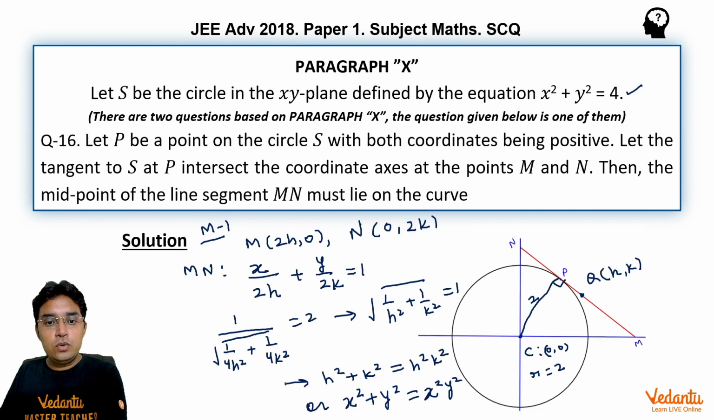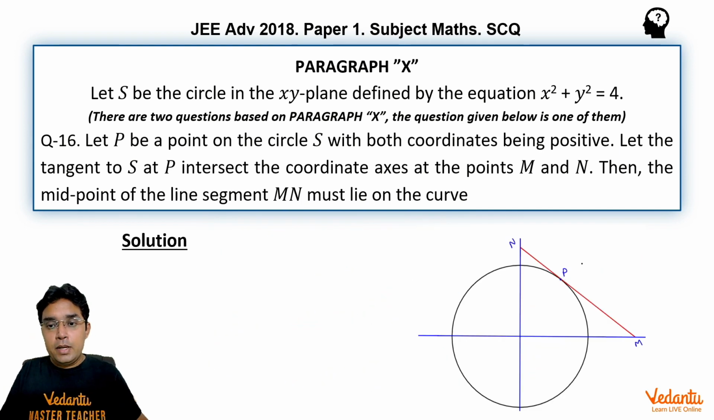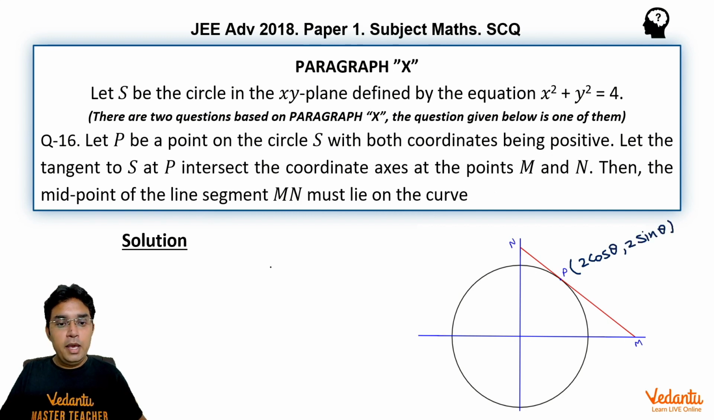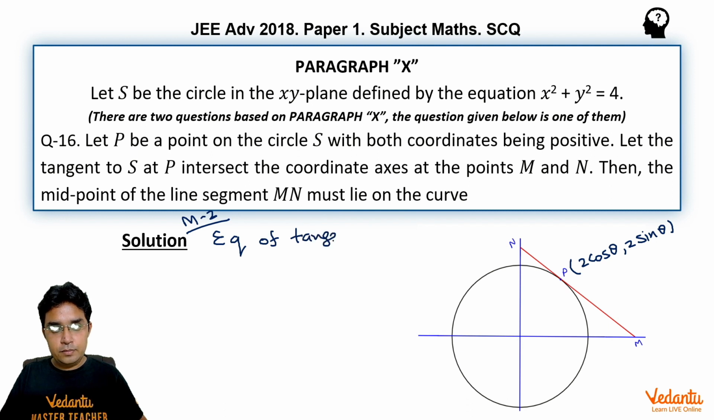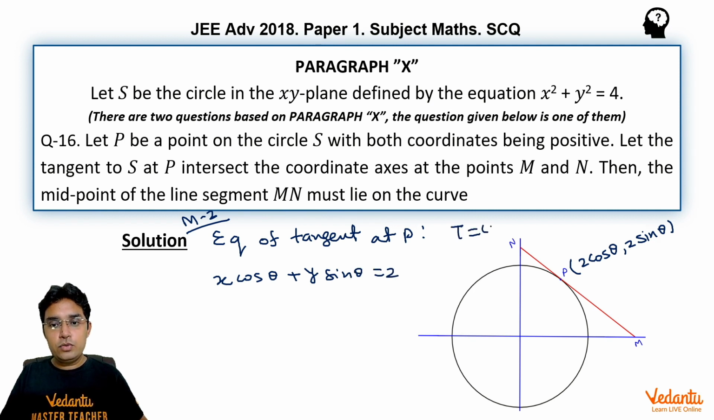Now let us try to do this question by another method. I will start by taking the point P, which I can take as 2 cos theta comma 2 sin theta, in parametric form. Let me call this method 2. The equation of tangent at P will be x cos theta plus y sin theta is equal to 2. It is actually given directly by T equal to 0. 2 will be common, so we can write directly like this.